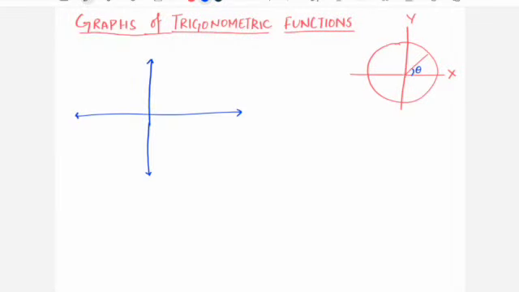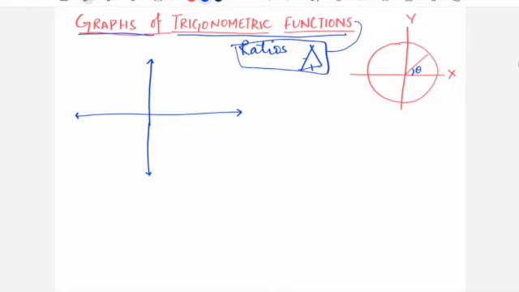Hi guys, so in today's video we are going to graph the trigonometric functions. So we are getting away from trigonometric ratios. Ratios means we have a triangle and we are comparing the quantities, one length compared to the other length. So we are getting away from the ratios, and now we are thinking of them as functions.